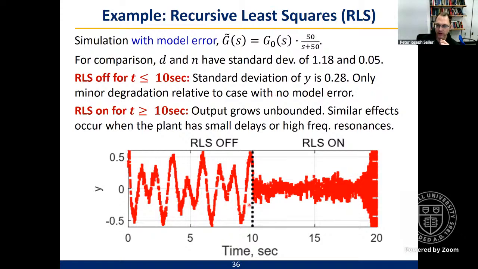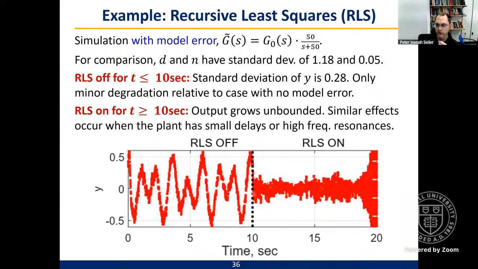So for the first 10 seconds, it's just the classical PI controller. It turns out this is a very small model error. And for the classical controller, it has almost no effect. This part of the plot is almost exactly the same as the plot on the previous slide. The standard deviation in the output is slightly larger than on the previous slide, but you really don't see much effect of the model error.